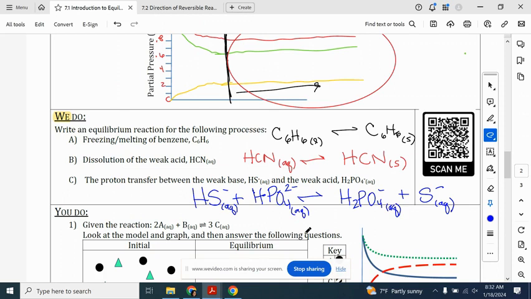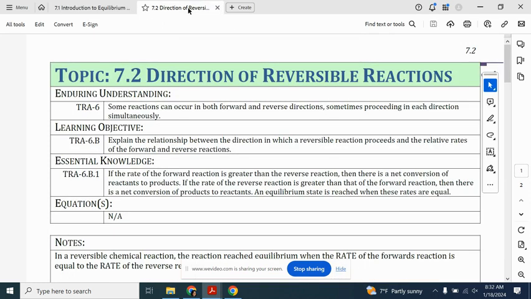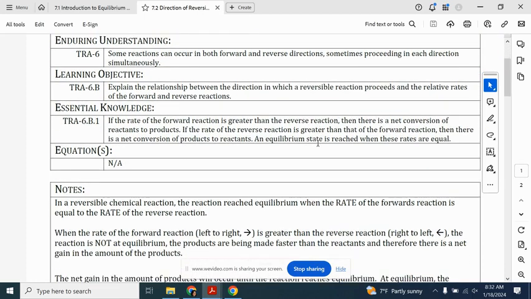Did I lose anybody? Good? Makes sense? Everybody happy? All right, we shall direct our attention then to 7.2, direction of reversible reactions.